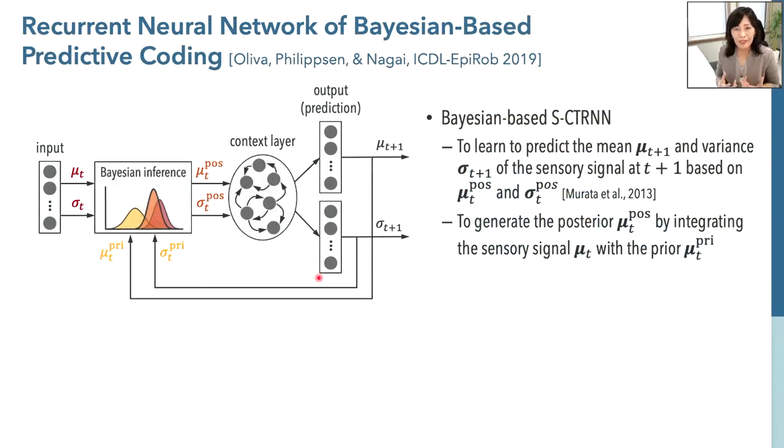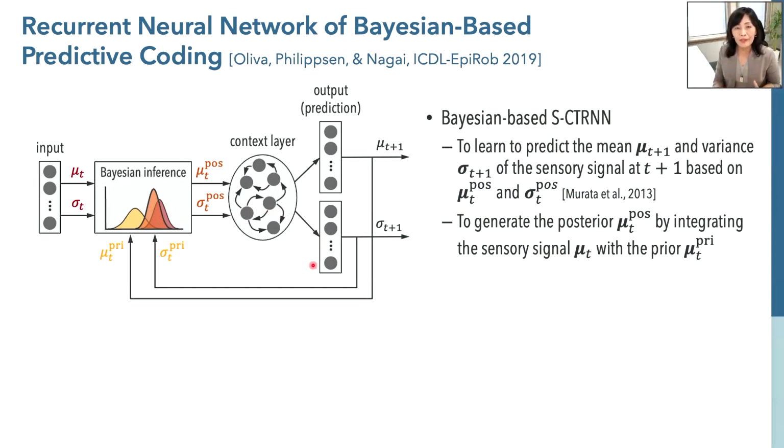As a predictive coding-based neural network model, we extended the so-called stochastic continuous time recurrent neural network model. This network has an important function to predict not only the mean of the sensory signal, but also the variance of the sensory signal. This variance indicates uncertainty of the predictions. And then this uncertainty is also utilized for the Bayesian inference. This predicted signal is used as a prior, and then it is integrated with the incoming sensory signal based on the Bayesian inference. And the posteriors are utilized as an input for the context layer. So the network learns to minimize the prediction error.